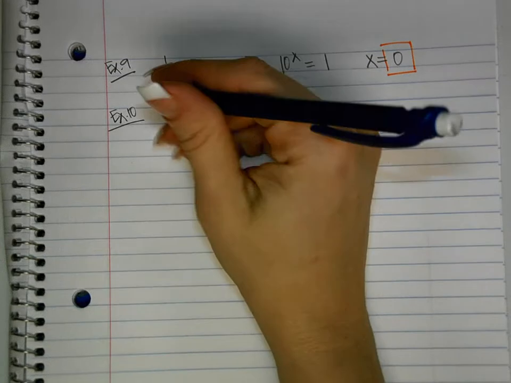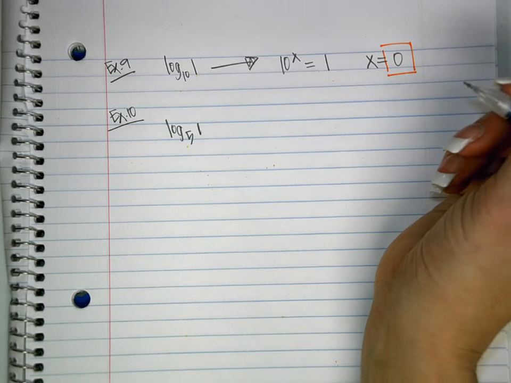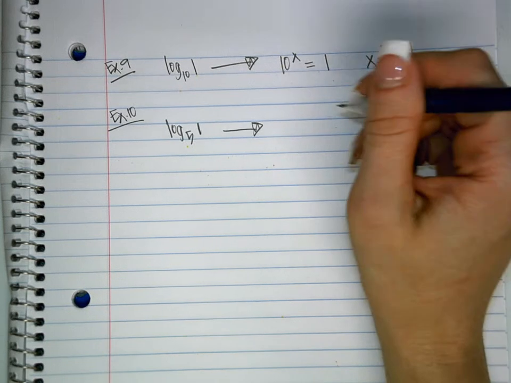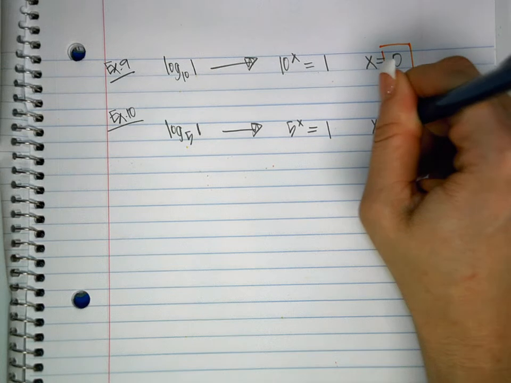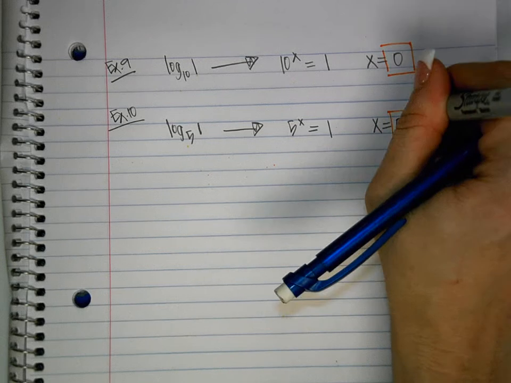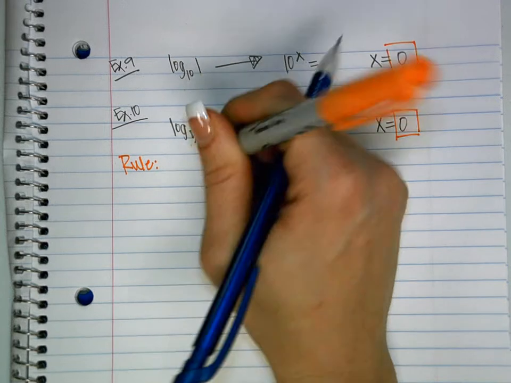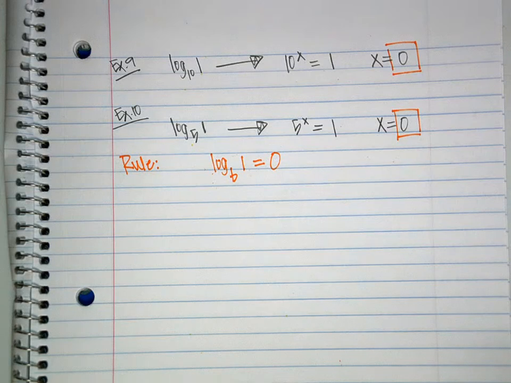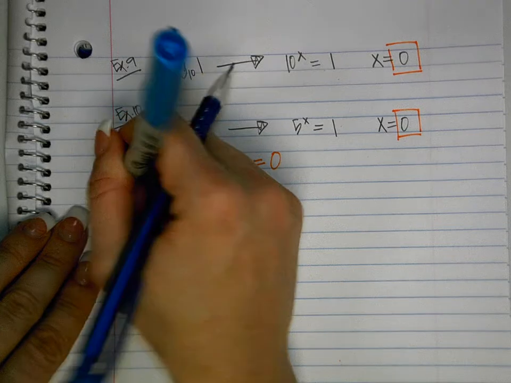Okay, try another one. How about log base 5 of 1? It's the same thing, right? So does it matter what your base is? It does not matter. This is not a seagull problem. This one is just a different kind of rule. Log to any base of 1 equals 0. That's a shortcut that you're going to need to memorize.